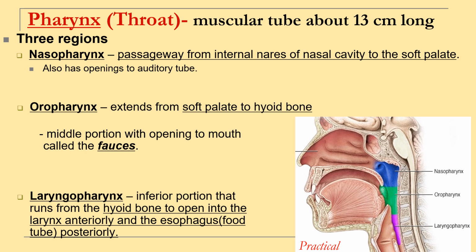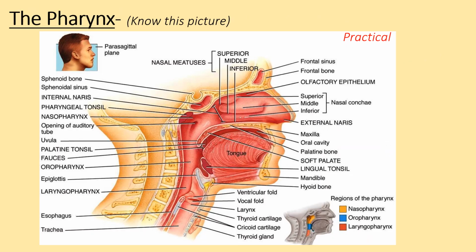So we have that decision to make at the bottom of our laryngopharynx. If it's air that we're swallowing, or inhaling, it's going to go down the respiratory system. If it's food, we want that to go down the esophagus. So let's know the components and know where they extend when it comes to our pharynx.